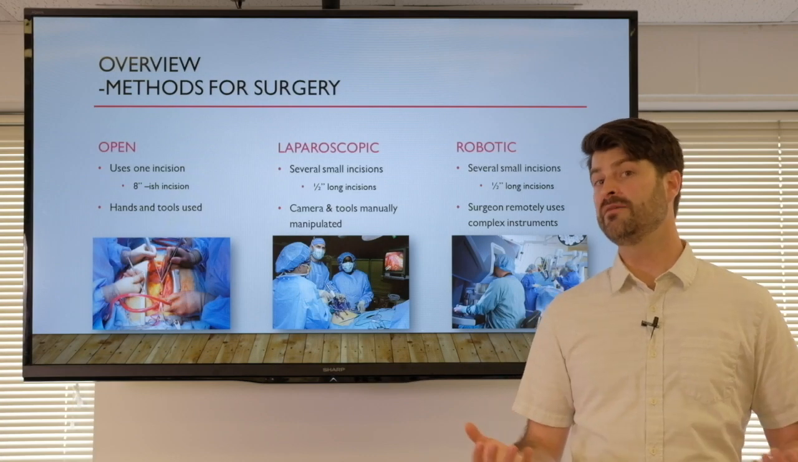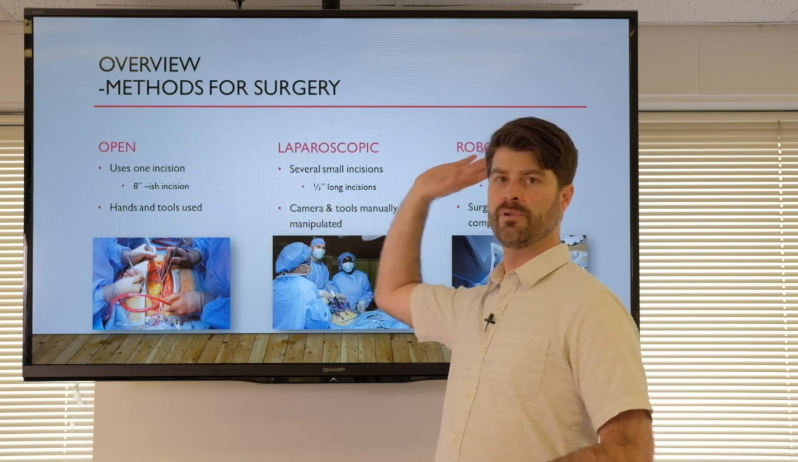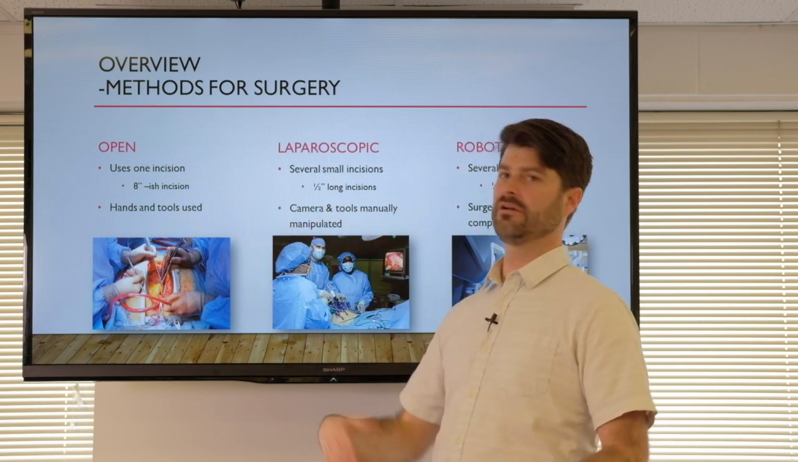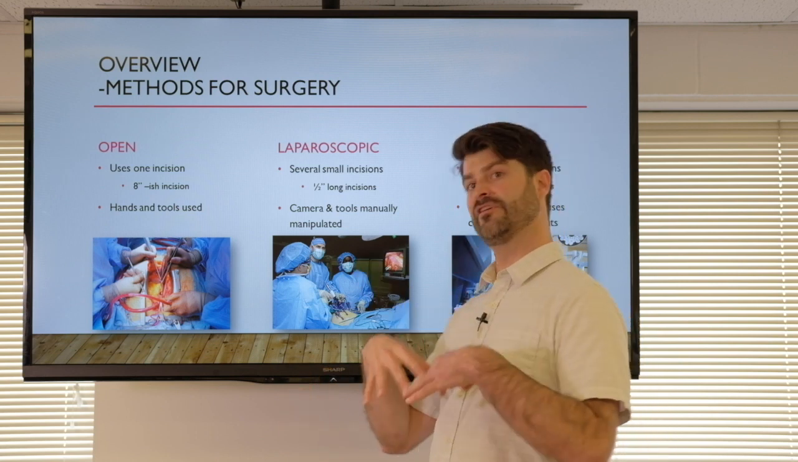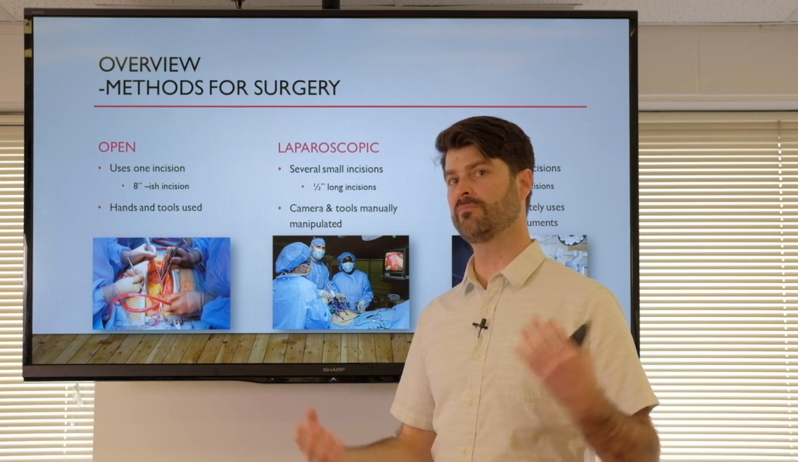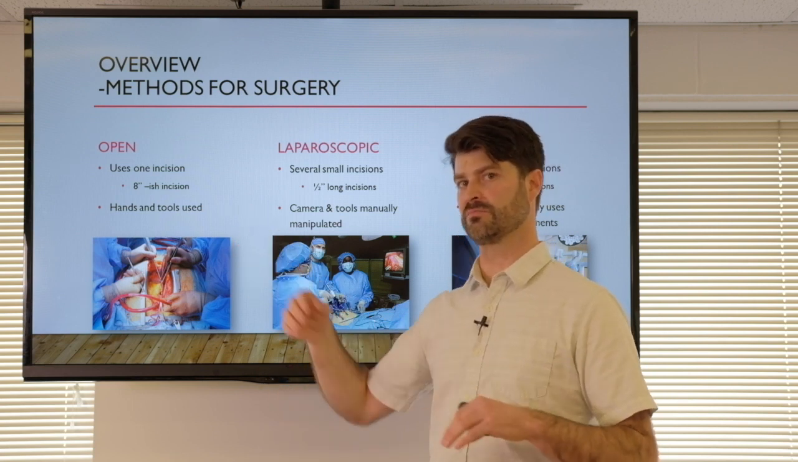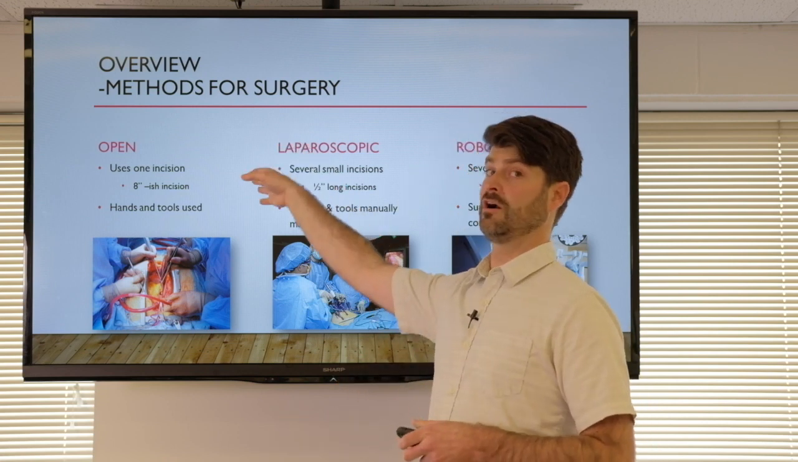Next are the different types of surgeries that patients can have. These can be open, laparoscopic, or robotic surgeries. Open surgeries are exactly what they sound like. We're going to open a patient up and stick our fingers in there and see what's going on. And by we, I mean surgeons are going to do that. Nurses, we don't stick our fingers in people. That's creepy and weird. So this uses one large incision.